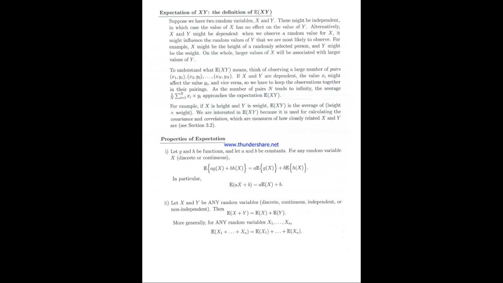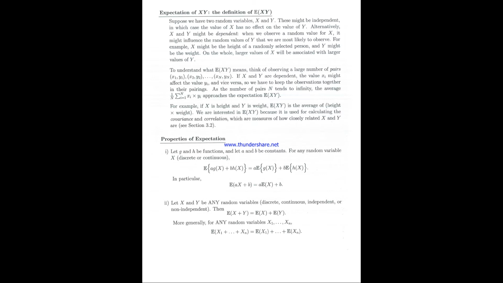Also, in statistics, we calculate the covariance and the correlation of random variables which are closely related. So in order to calculate this covariance and correlation, the expectation of XY is also important.